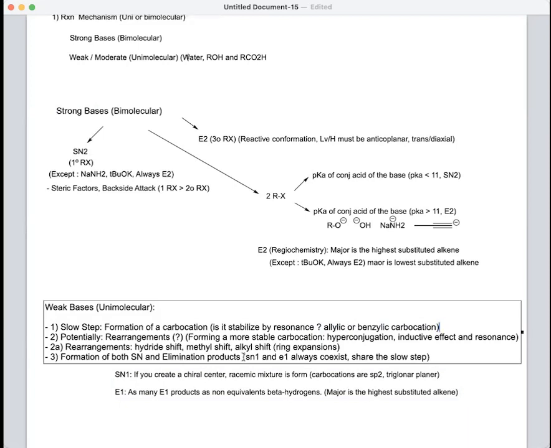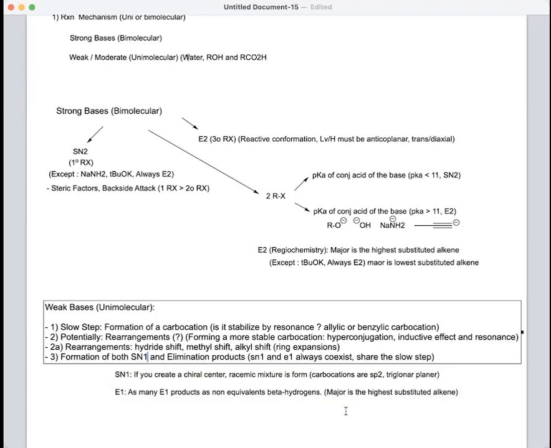And once the carbocation is formed and rearranged, if that happens, then the next step is going to be both nucleophilic substitution and elimination products. They always coexist because they share the slowest step. For SN1 products, you need to keep in mind the stereochemistry. If you happen to create a chiral center, you get a racemic mixture. For E1, regiochemistry, the major product is the highest substituted alkene.